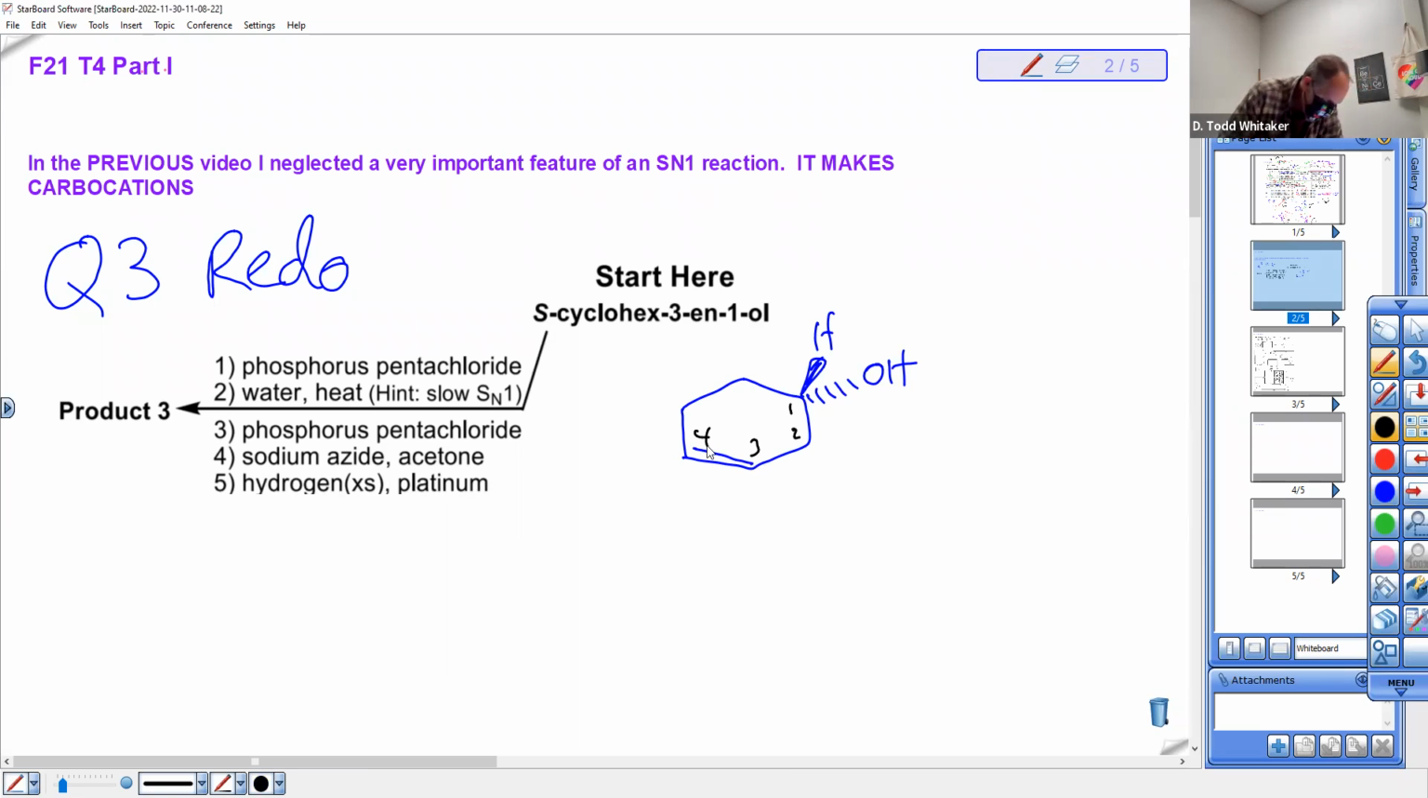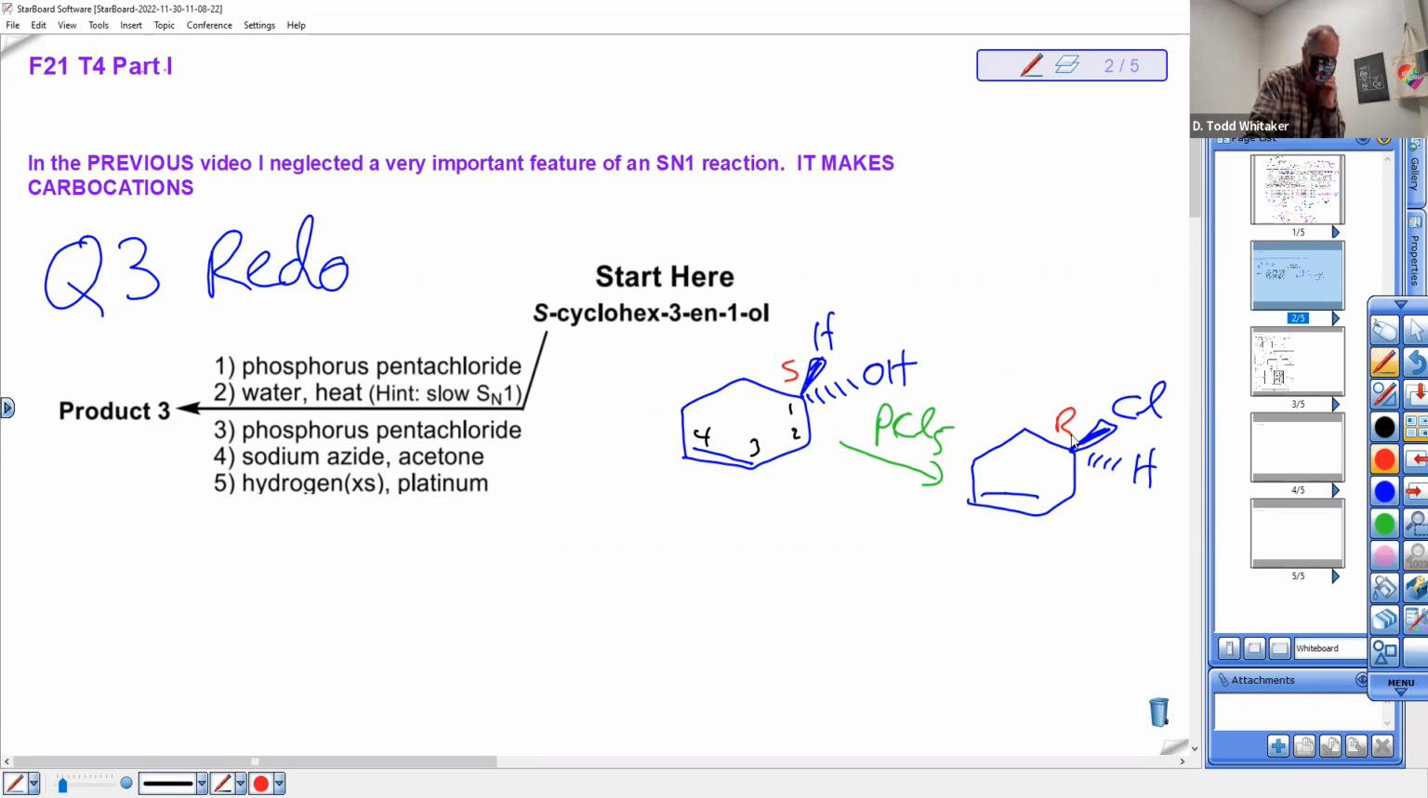Okay, so the reaction 1, given the information on the top of the screen, PCl5 does this. You get an alkyl chloride with the stereocenter flipped. So it used to be S. Yes, it's now R. And now we're going to do an SN1 reaction. We're actually told it's an SN1.